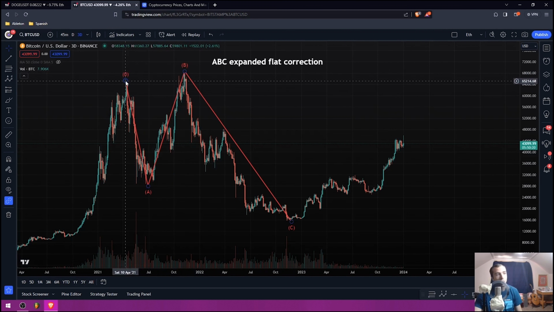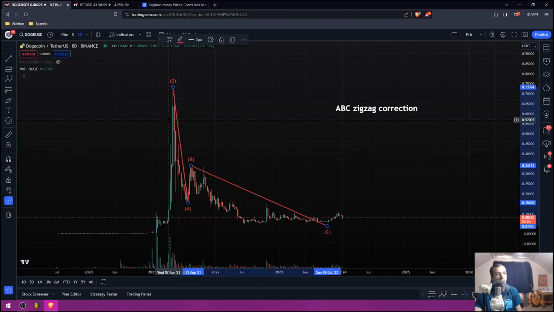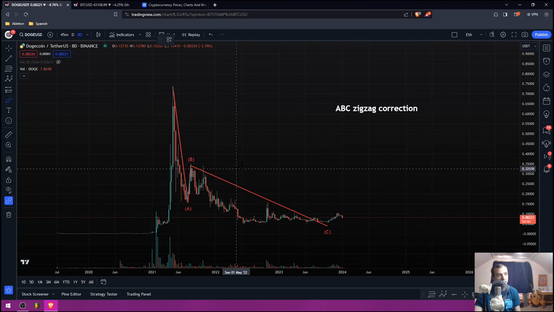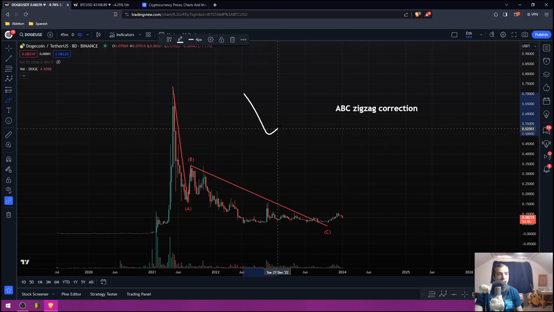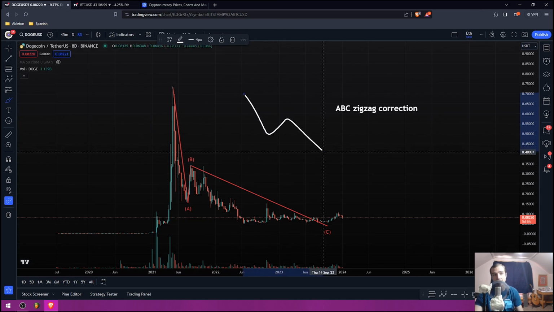And that zero wave is the beginning of this expanded flat correction on Bitcoin, where the B wave went slightly above here, but it's still basically the top. And with Dogecoin, you can see the B wave did not go back up above here. So yeah, visually the difference between an expanded flat or a zigzag is pretty simple. A zigzag literally looks like a zigzag. I mean, the name of it is very fitting.